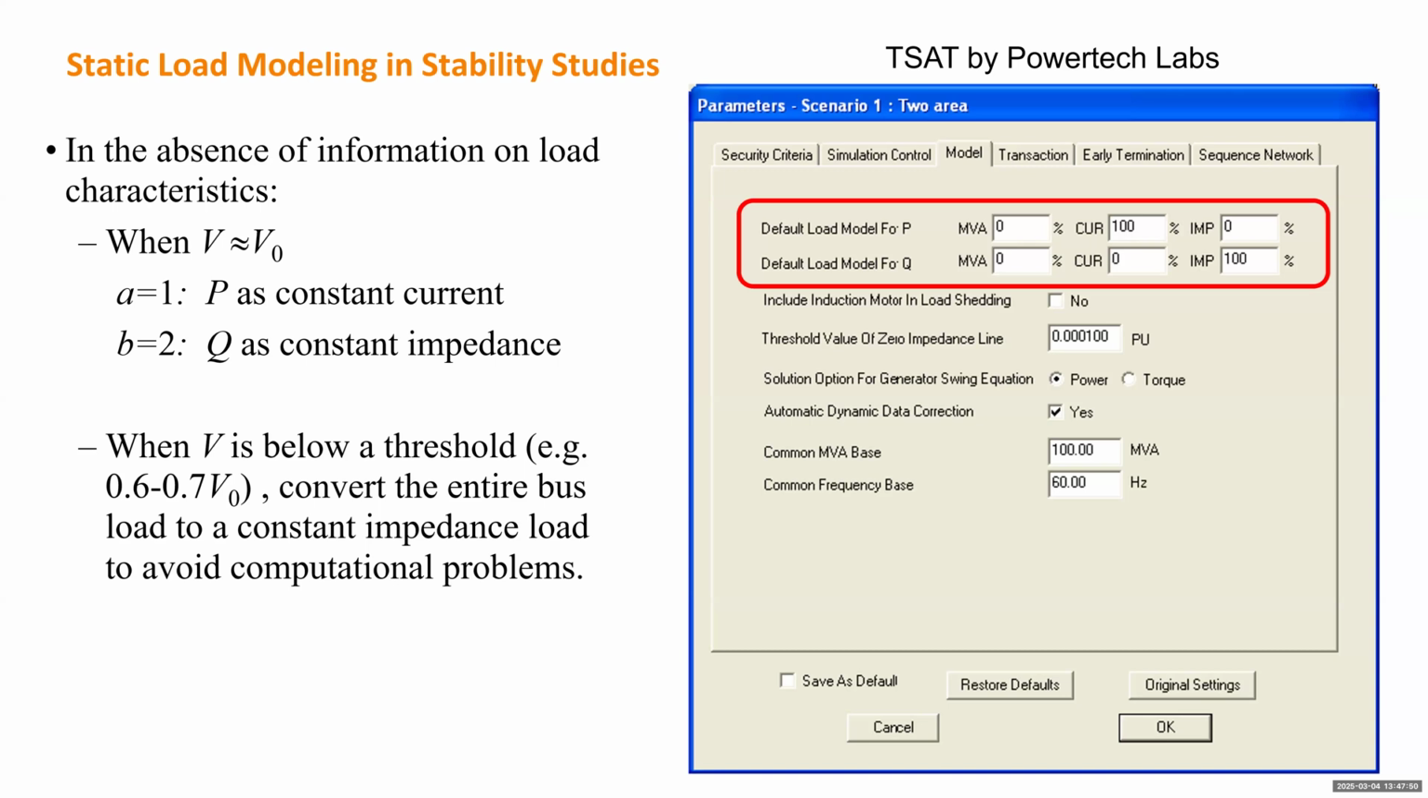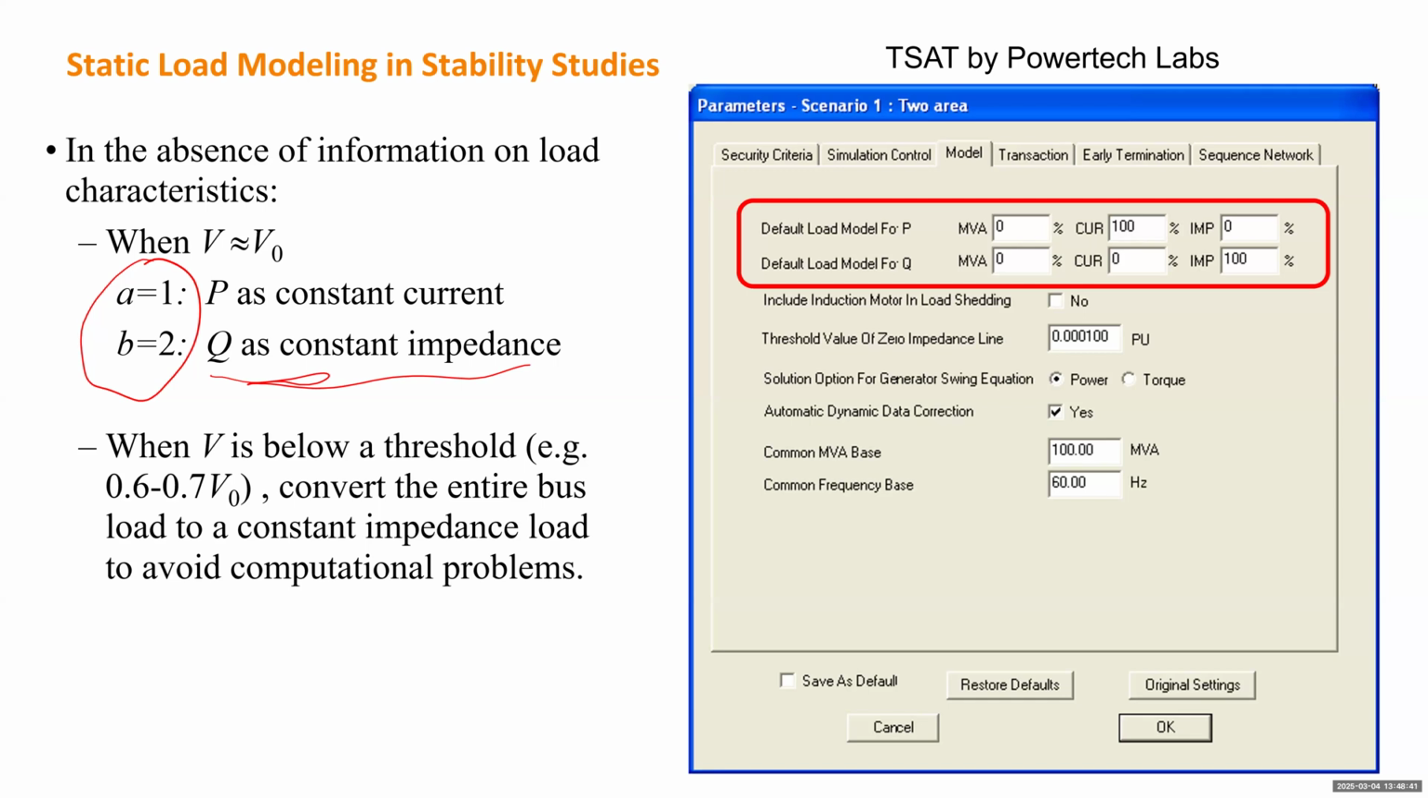If you use software like PSSE by Siemens PTI or TSAT by Powertech Labs, usually there will be a dialog where you can choose some settings. For instance, here it tells you can give some percentage for the constant impedance, constant current, and constant power components. If you don't have enough information, usually those manuals will give you a default value, which makes A be 1, which means you consider active power as a constant current load, and B equals 2, reactive power as a constant impedance load. So that's the priority, which is safe, okay?